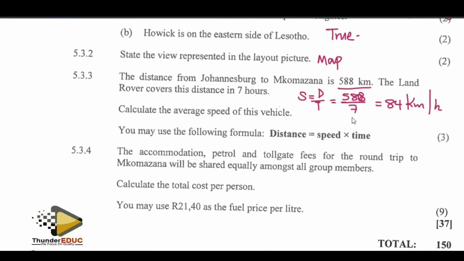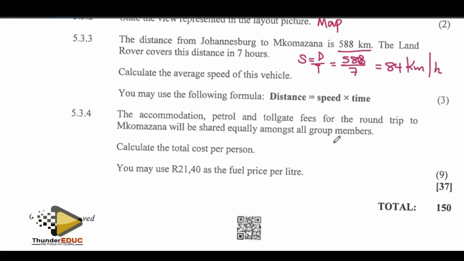The accommodation, petrol, and toll gate fees for this round trip to Makos will be shared equally amongst all the group members. Calculate the total cost per person. You may use the price of your petrol, accommodation and toll gate fees for the round trip. Round trip simply means it's the same as what? Return trip. You go, you come back.